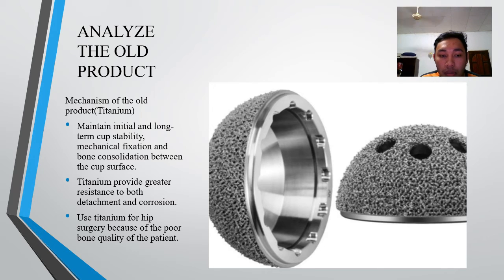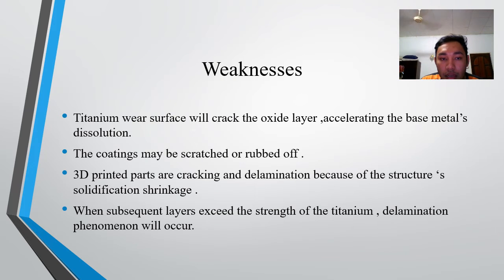Titanium is used for hip surgery because of the poor bone quality of the patient. For the weaknesses, titanium wear will crack the oxide layer. The coating may be scratched and rubbed off, and 3D printed parts suffer cracking and delamination because of the structure's solidification shrinkage. When a subsequent layer exceeds the strength of the titanium of the acetabular cup, the delamination phenomenon will occur.